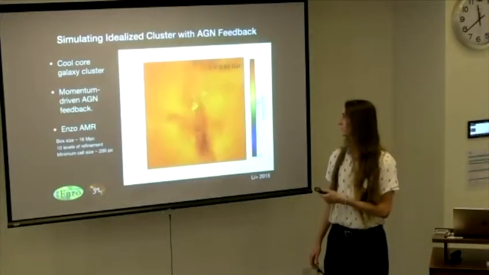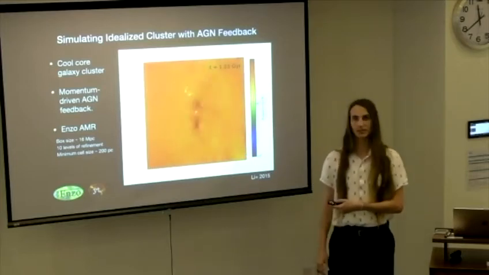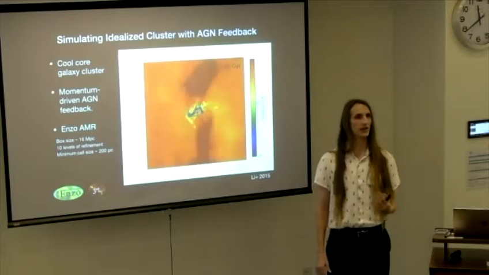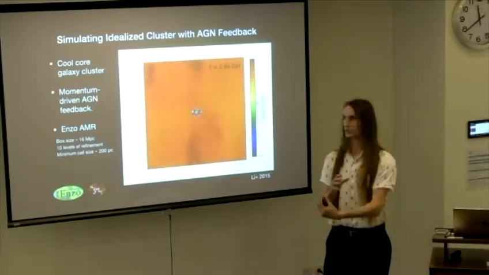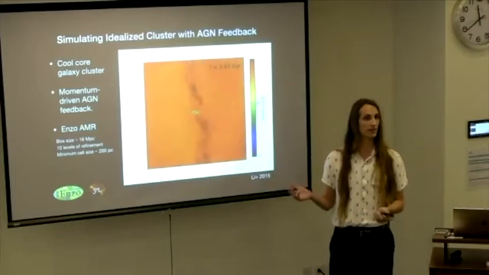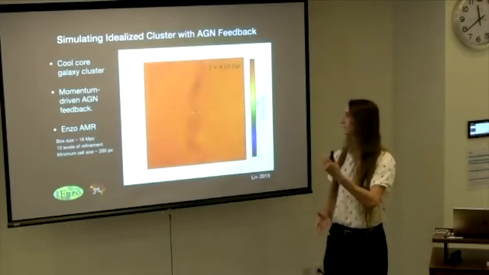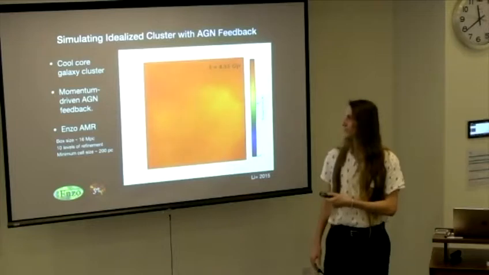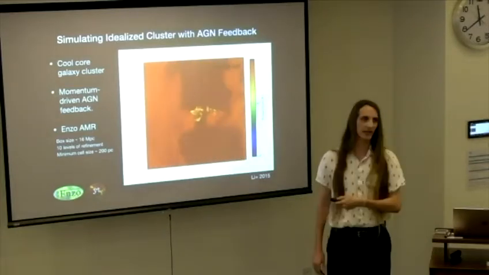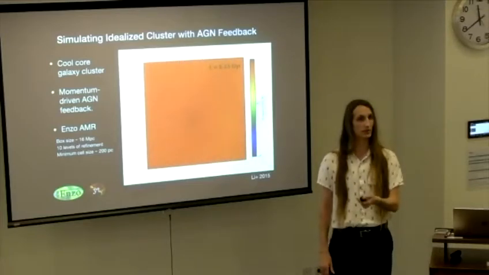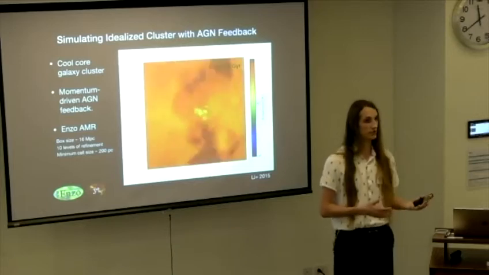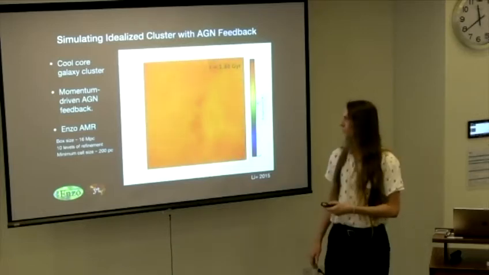So here's the simulation of Yuan's galaxy cluster. It's a cool core galaxy cluster with momentum-driven AGN feedback. So accretion of this cold gas onto the supermassive black hole at the center, about 3 times 10^8 solar masses, drives these outflows. And this is a very popular mode of AGN feedback, this momentum-driven. This is also what Gohar was talking about. This is used in Choices simulations and also IllustrisTNG, and it works pretty well.